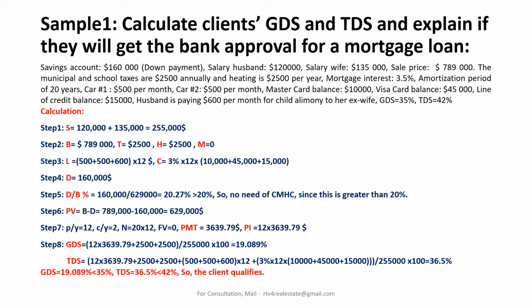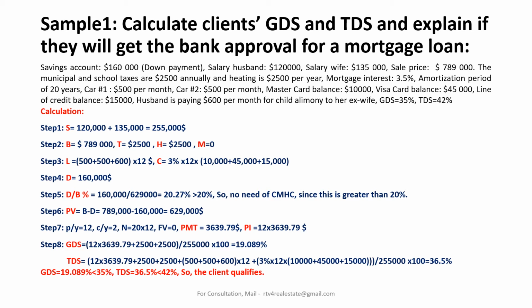Car number 1, $500 per month. Car number 2, $500 per month. MasterCard balance, $10,000. Visa card balance, $45,000. Line of credit balance, $15,000. Husband is paying $600 per month for child alimony to his ex-wife. GDS equals 35%, TDS equals 42%.